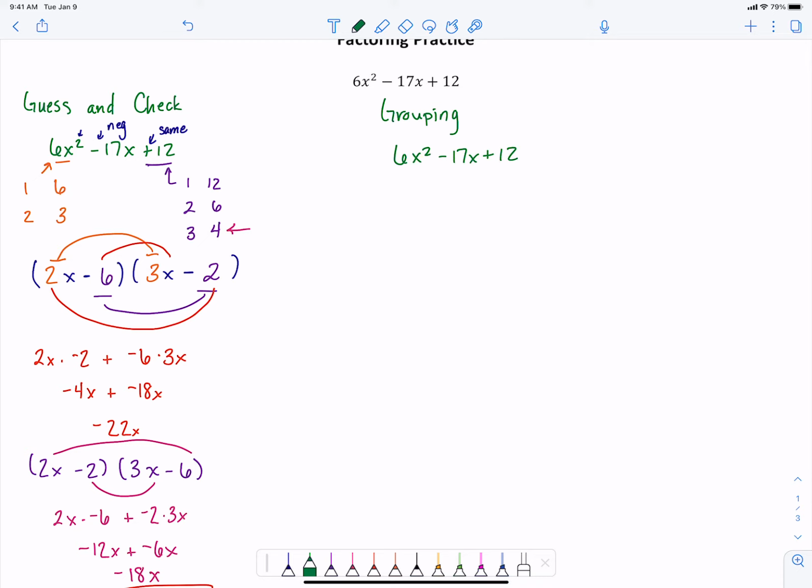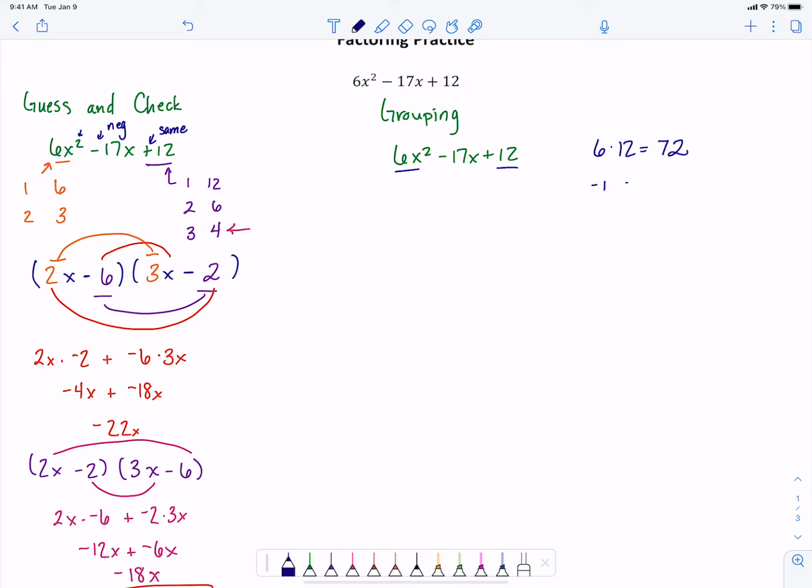Sorry, I'm writing down here, so I'm vamping just a little bit, but we take that leading coefficient and our 12 and we multiply them. So 6 times 12, and that is going to give us 72. And then we're going to list our ways to make 72, and we're going to figure out which ones of those add up to give us 17, and we're going to have them both be negative.